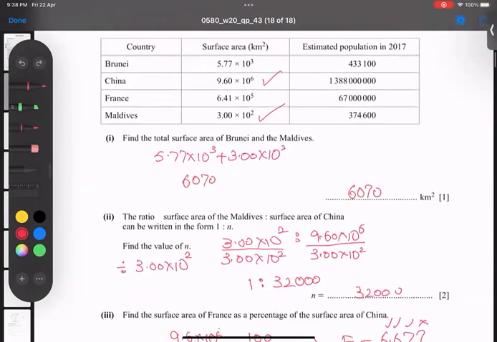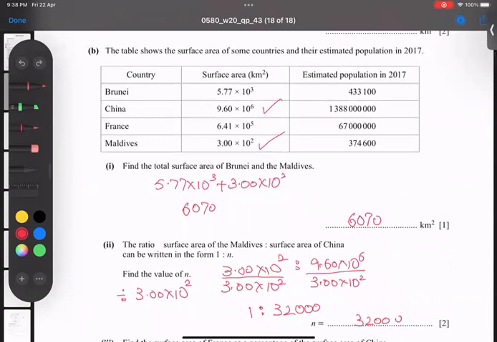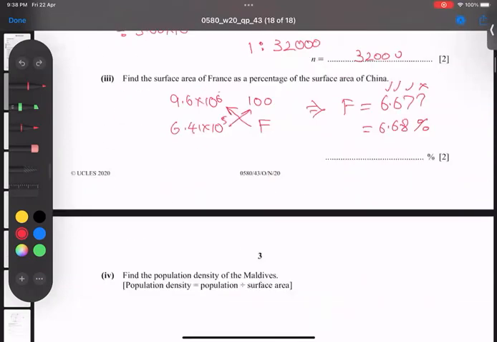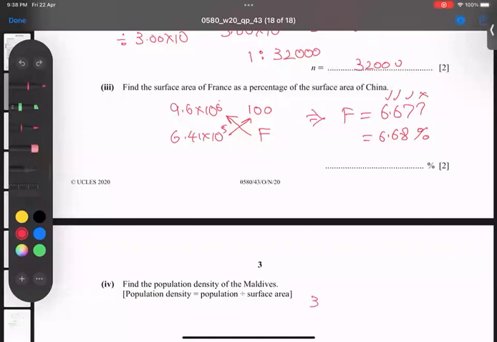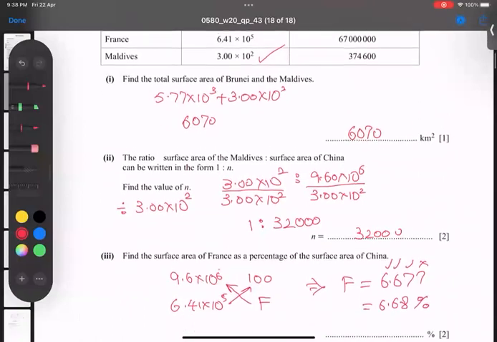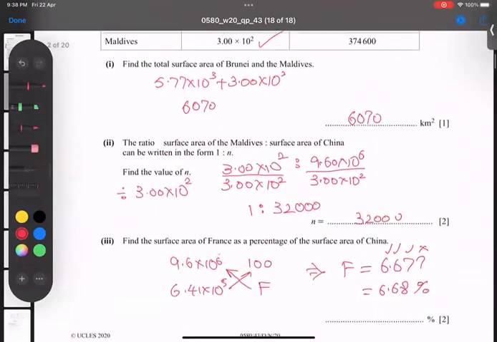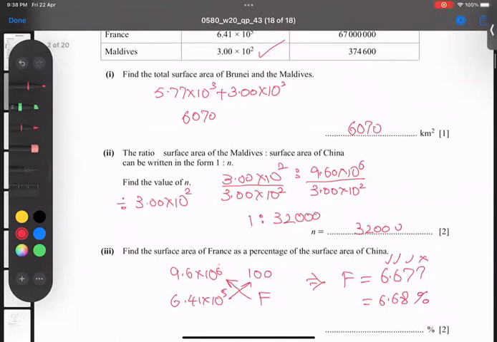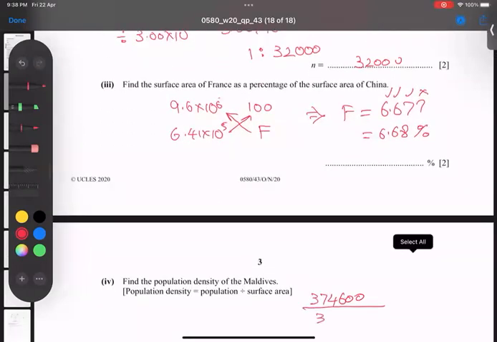Population is 374,600, and let me check again, 374,600, and area is 3 into 10 to power 2. So just type in the calculator: 374,600 divided by 3 into 10 to power 2.